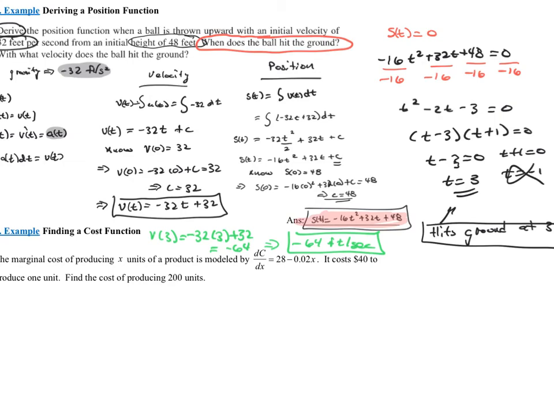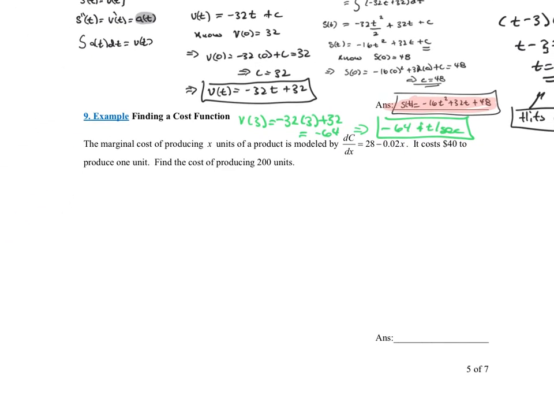Okay, so let's look at the last problem on this page. Hopefully not too bad for us. It says the marginal cost. If you remember, the marginal cost is c prime of x, the derivative of the cost. Production is modeled by dc/dx equals 28 minus 0.02x. It says it costs $40 to produce 1 unit. That's an initial condition for us. It says find the cost of producing 200 units.